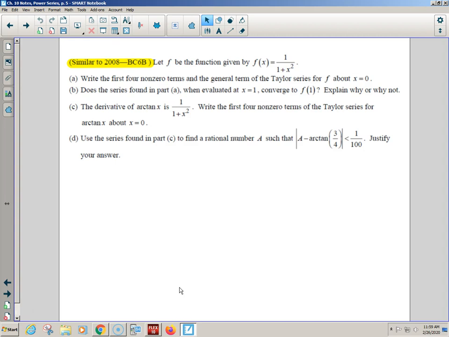Of those who have been working, who's still on part A? Still on part B? Still on part C? Still on part D? Okay. I was just seeing where everybody is.